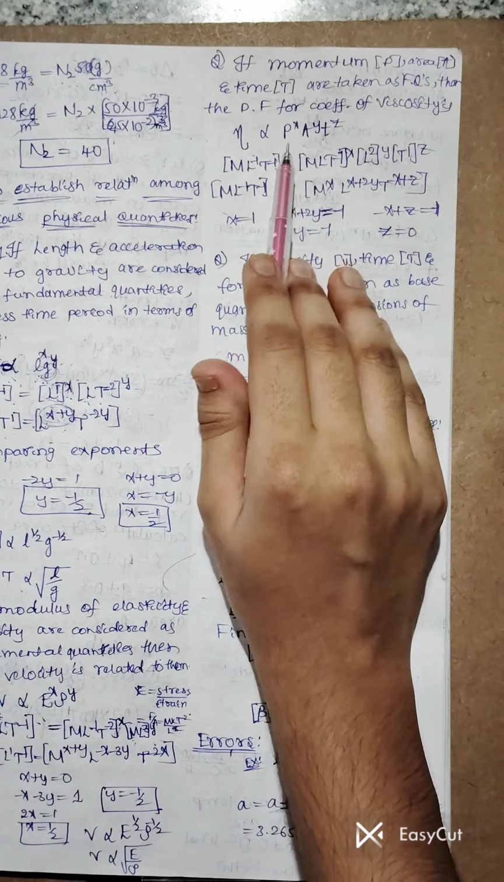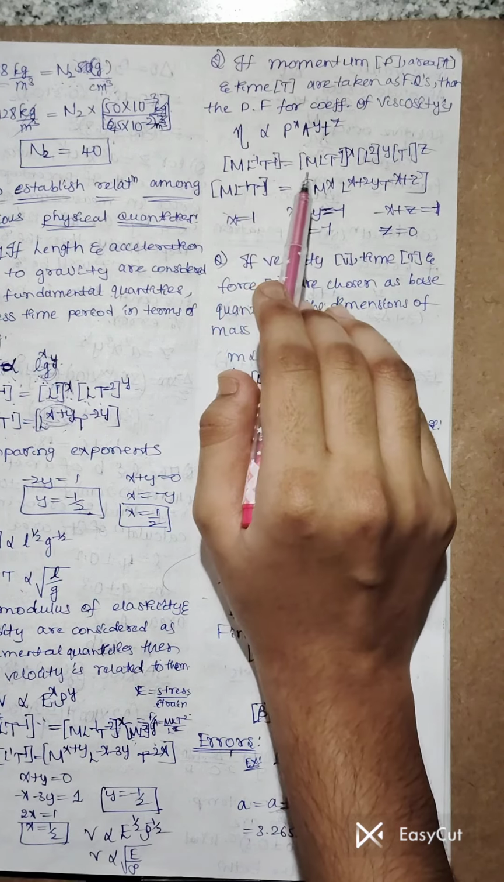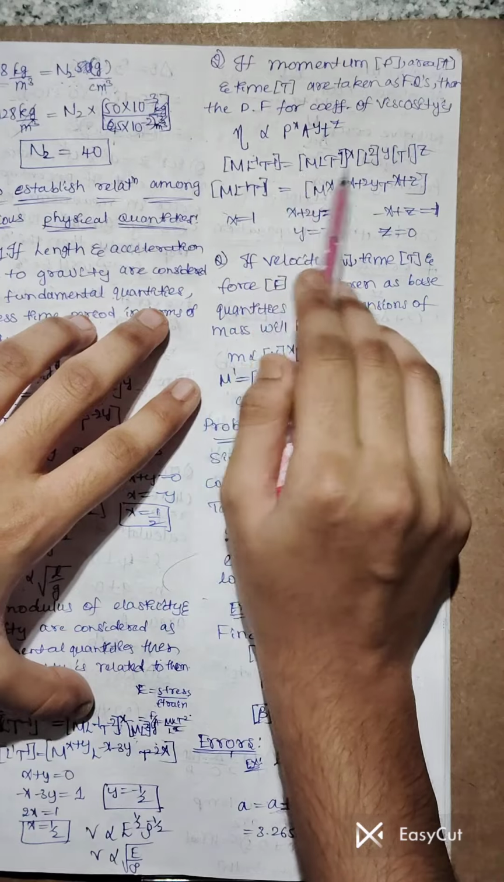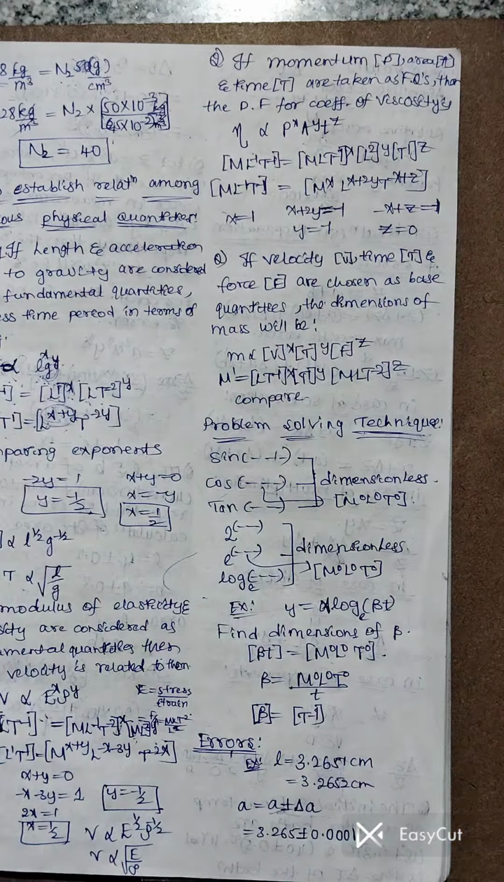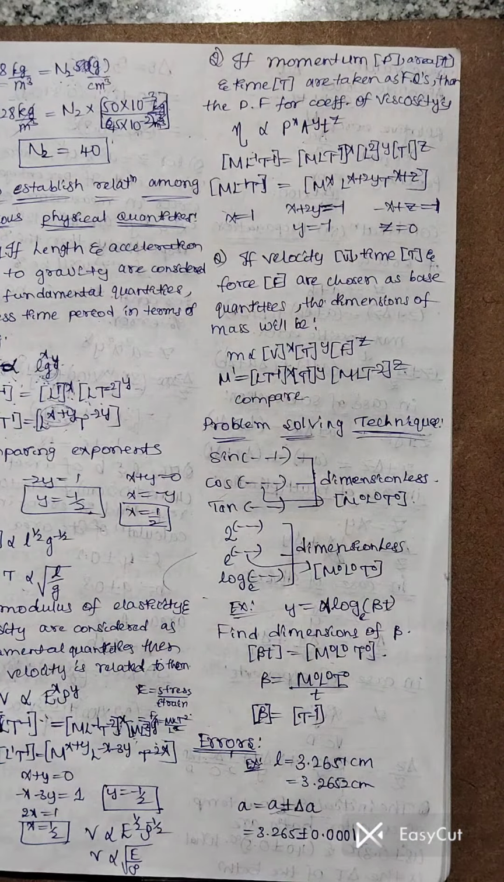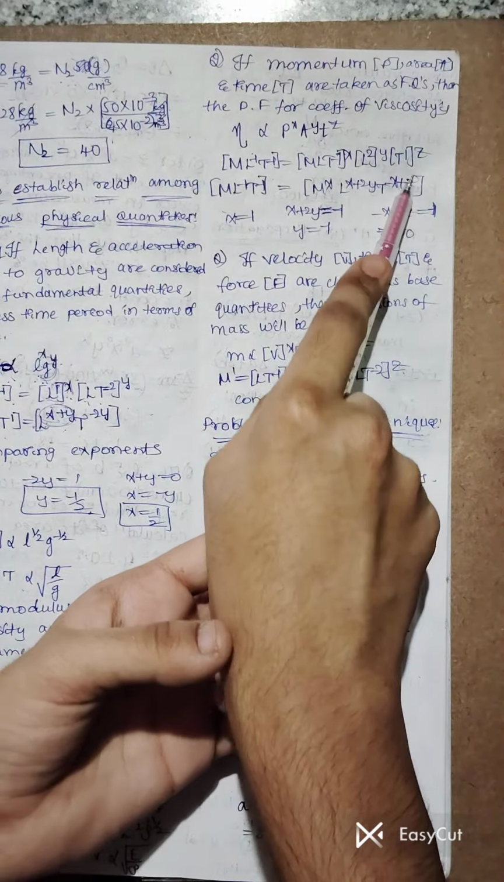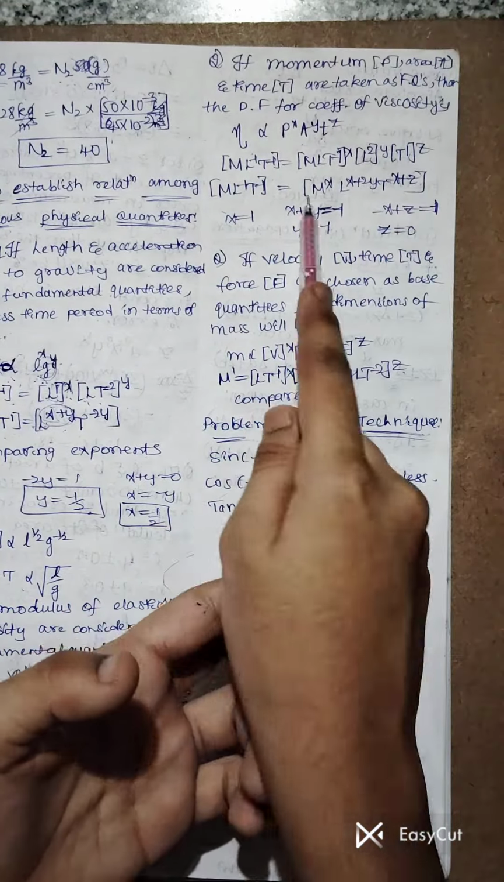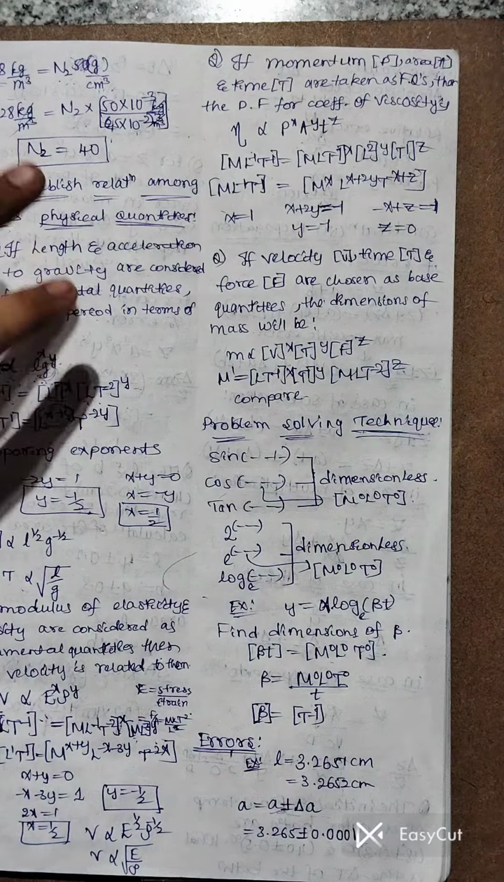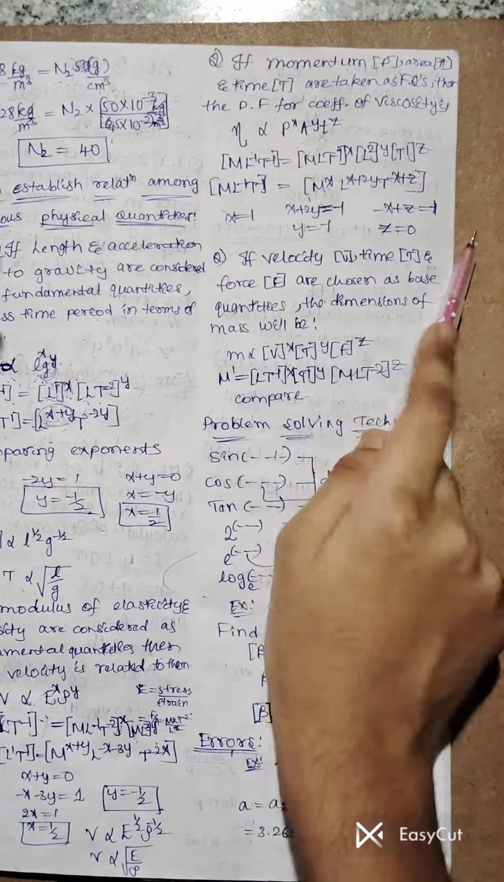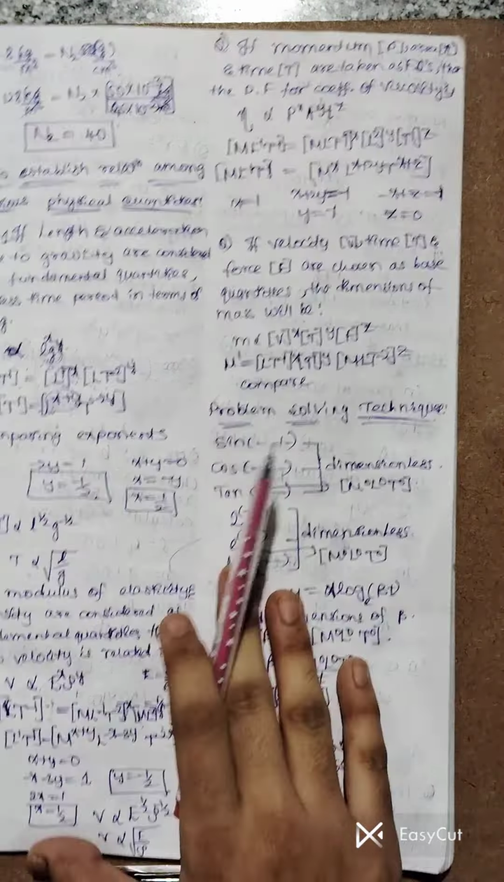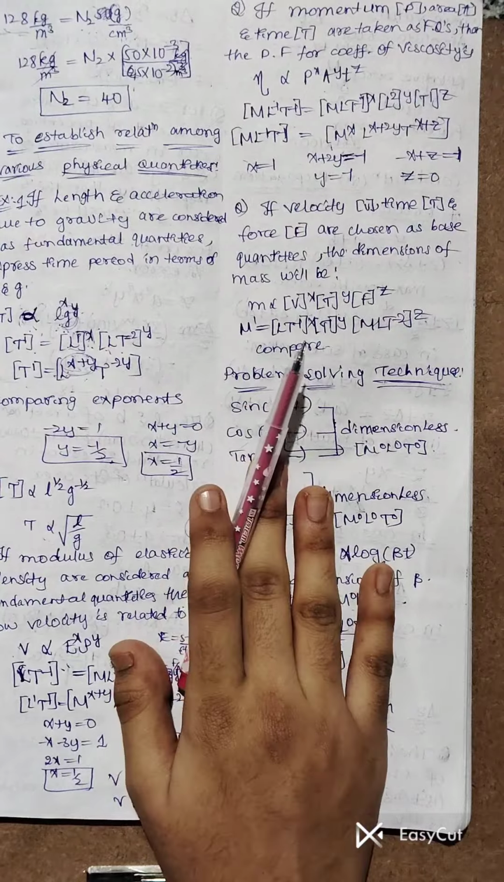For momentum, we know that it is mass into velocity. So by that you will get the dimensional formula as M L T power minus 1 raised to the power x. And for area, it is L square raised to the power y, and time T power 1 raised to the power z. And again, by comparing these coefficients, you will get the values of x, y, z. Okay. And another last question regarding this.